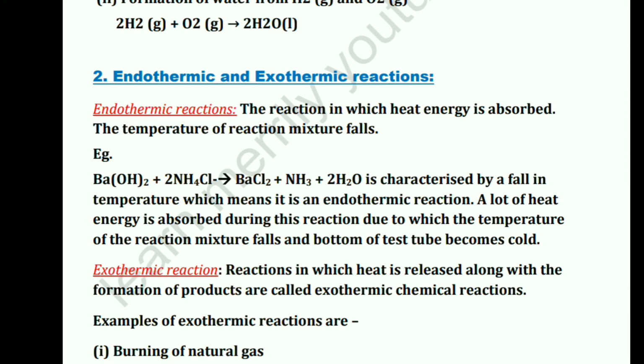For example, we already discussed this example, but it doesn't matter, we can discuss it again. Barium hydroxide will react with ammonium chloride to give barium chloride plus ammonia gas, NH3 is ammonia, and water. Now this reaction is characterized by a fall of temperature, which means that it is an endothermic reaction, and this reaction is given as a question in one of your activities. Heat energy is absorbed during this reaction, due to which the temperature of the reaction mixture falls and the bottom of the test tube becomes cold.